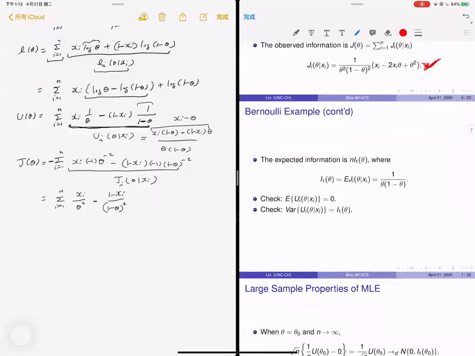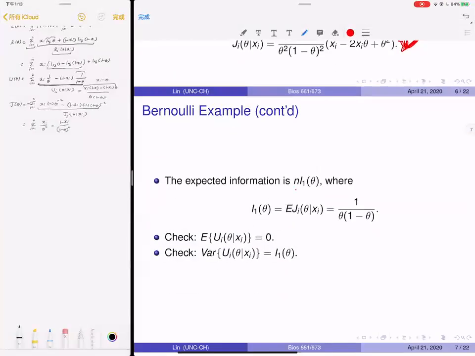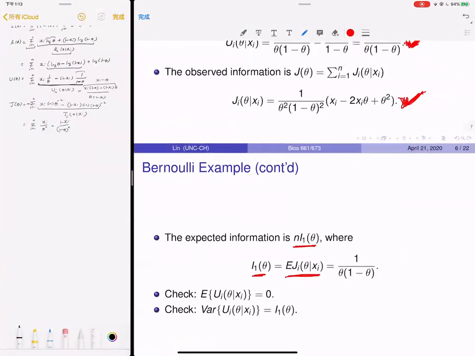So then double check on something we have been teaching. Number 1, I said expected information is n times I1 theta. I1 is nothing but taking expectation on the J1, or Ji. If you go back to Ji right here and take expectation, then everything is easy, although not necessarily easy. You do have xi, I think xi or xi squared. Oh, it should be xi. Then it's easy. I thought it was xi squared.